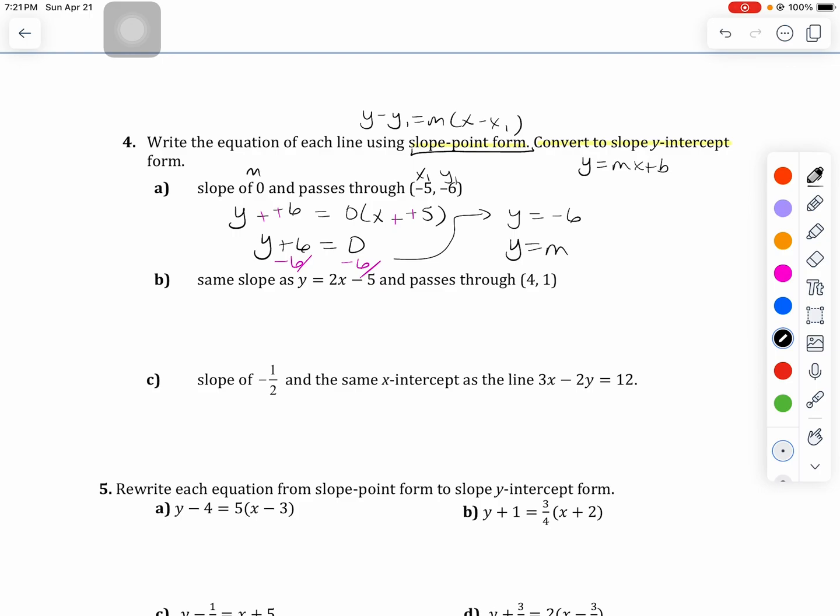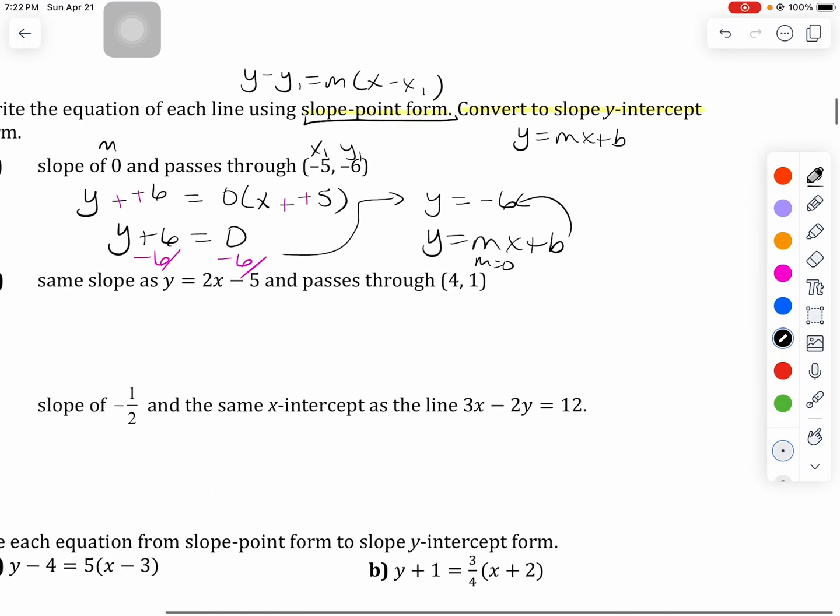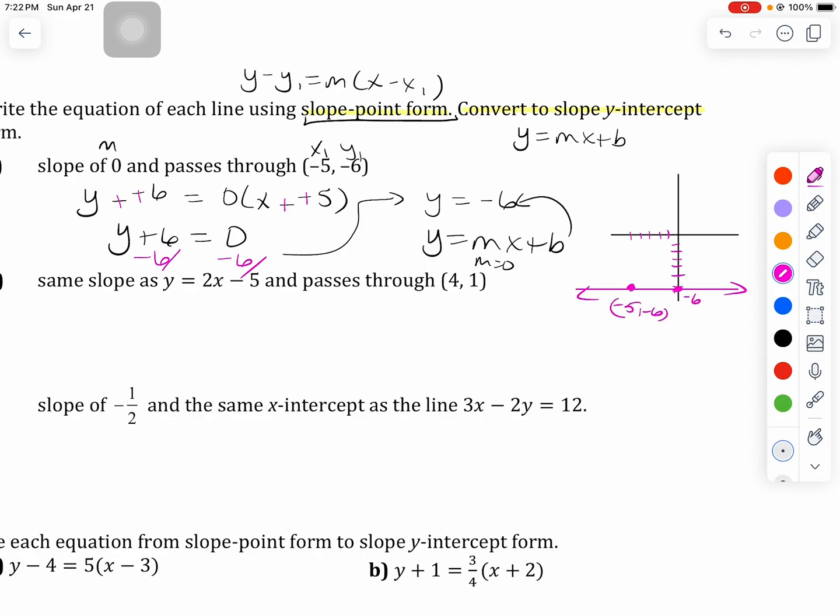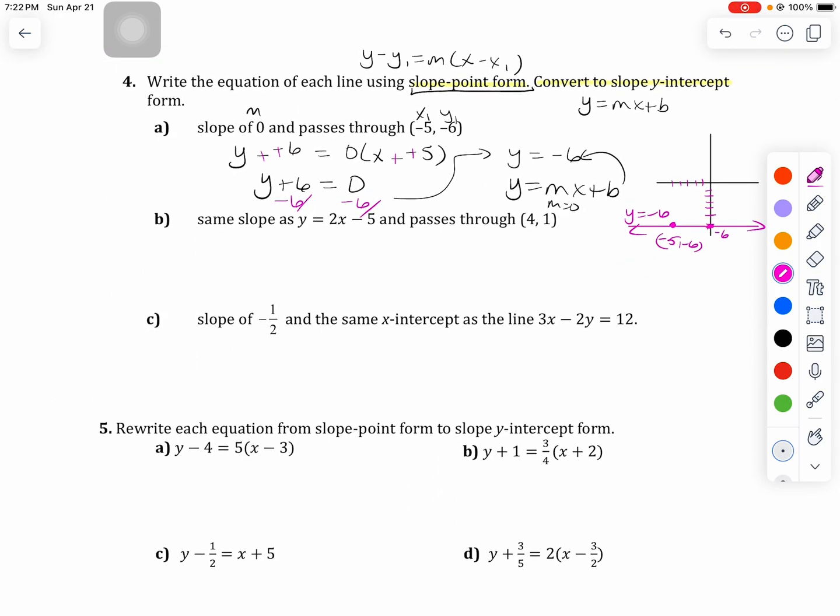And if we compare that to our mx plus b, our b value is negative 6, and our slope is 0. So 0 times anything is 0. That's why there's no x term. It's just y equals negative 6. If we think of what that would look like, we're going left 5 and down 6. Point there, and a slope of 0. And there's that negative 6 intercept right there. Negative 5, negative 6. And there's the equation, y equals negative 6. That also happens to be the range.